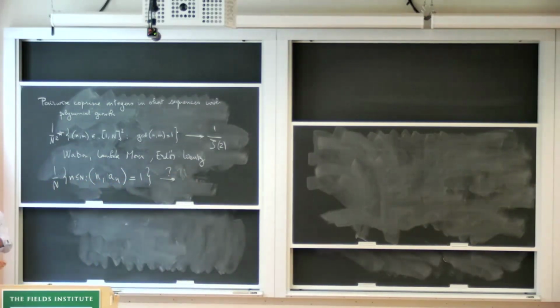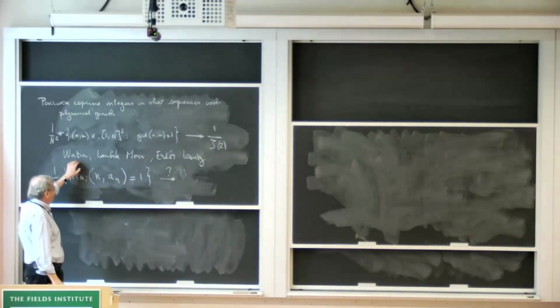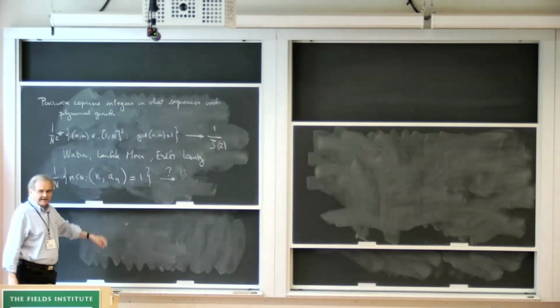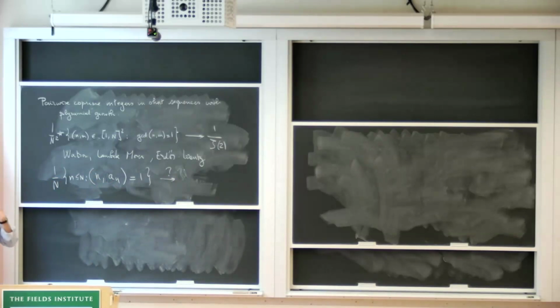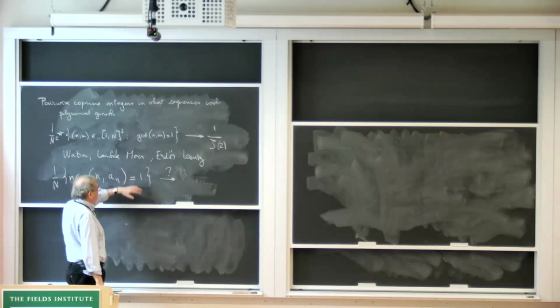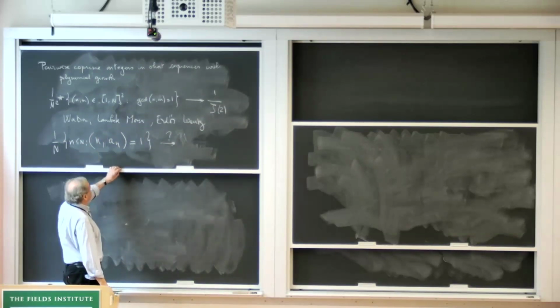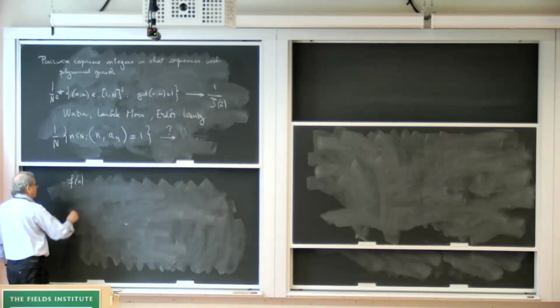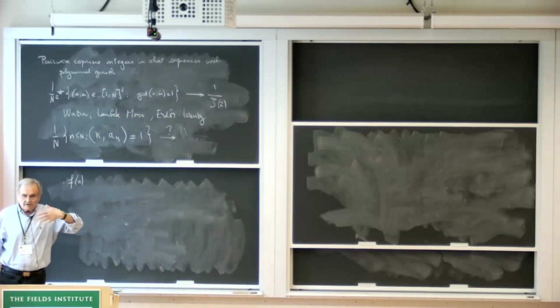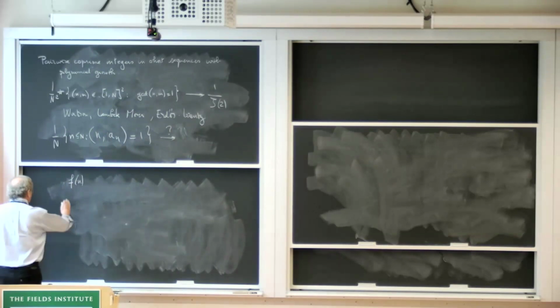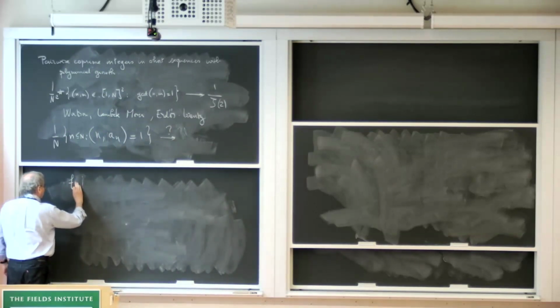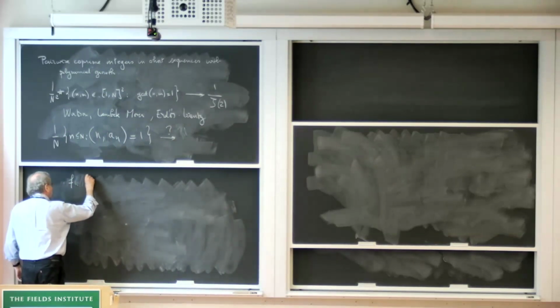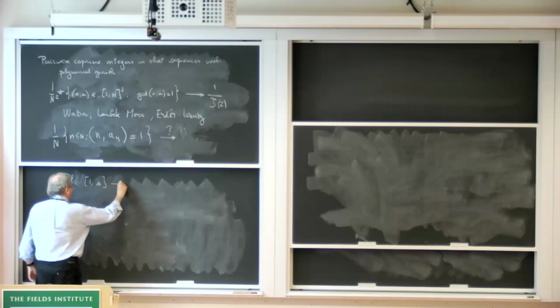So this was just for one sequence, and depending on the sequence you had a few results. Watson started with the sequence the integral part of alpha n, where alpha is an irrational number, and showed that the limit was 1 over zeta of 2. Lambek and Moser, and then Erdős and Lorentz, were studying sequences of the type f(n), where f is a nice function from [1, infinity) to R plus.